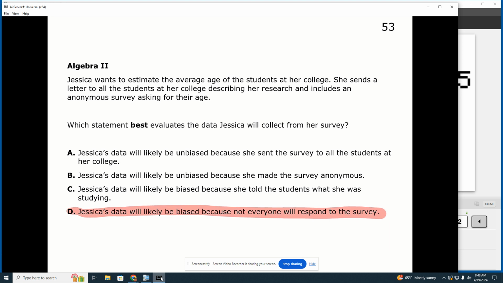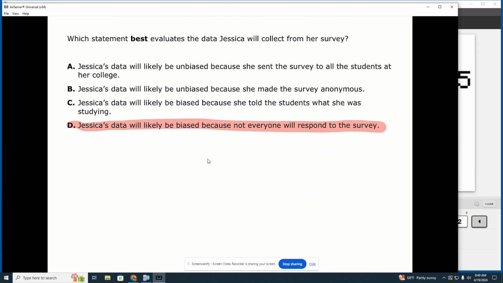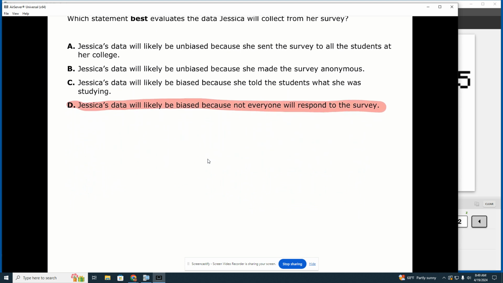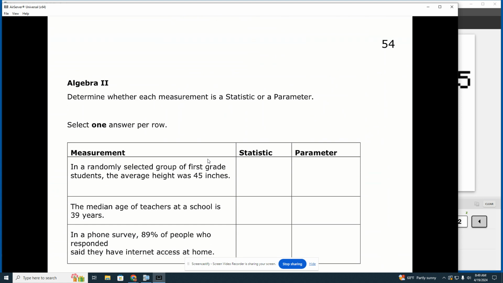So if you're giving them an option to send it back to you, you're probably not going to get great data because you're not going to get even close, probably, to 100% participation. In fact, if I was at a college and I got something like this, I would just throw it away or delete the email. So again, that's why it would be biased: not everyone will respond because it's self-selected. You have to choose to do it, and they're going to choose probably not to.